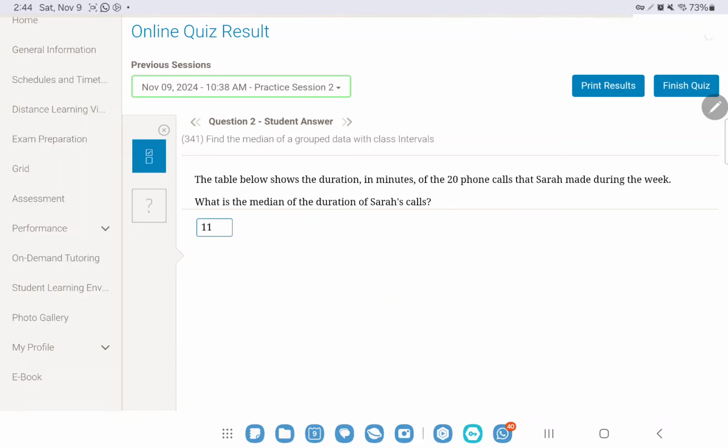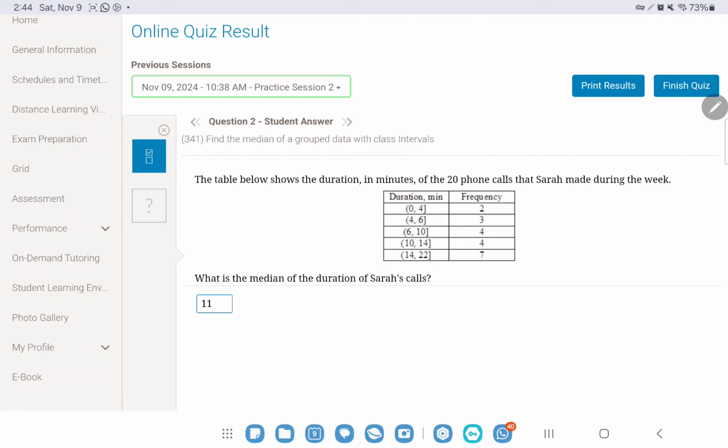It's lagging a bit. Wait. Yeah. So here we have a table that shows us the duration in minutes of 20 phone calls that Sarah made during this week. What's the median of the duration?